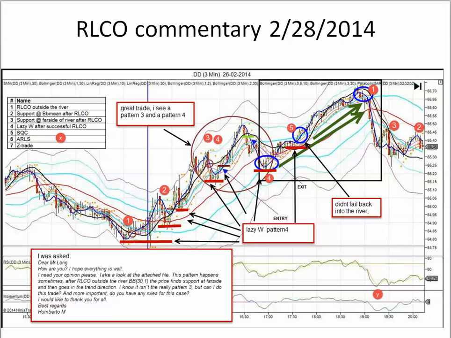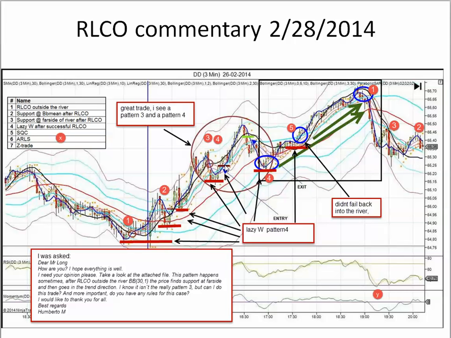So the specific file he was looking at was in this, or trade was in this red circle, and his observation was here. He sees a regression line crossover from this red circle to this red circle, so we would call that a successful RLCO pattern 1. And then it pulled back and found support in the vicinity of the far side of the river. And then instead of failing back to the Bollinger Band mean, which is this red line, it takes off here.